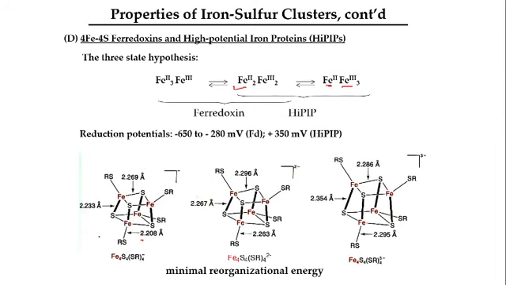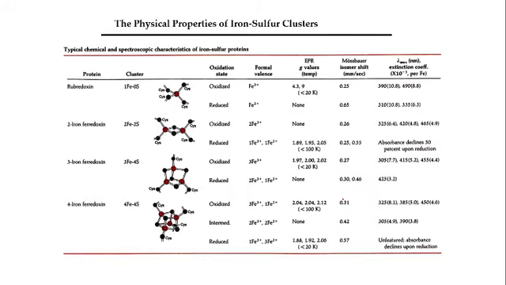Okay, these are the structures of this. This is the minimal reorganization energy of the 4Fe4S. These are the structures of the 4Fe4S. Here this is a chart. If you understand this chart, then you can explain the Fe-S clusters of Fe-S proteins.